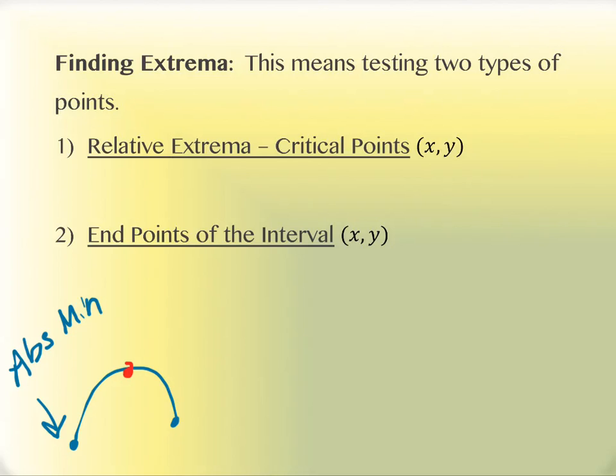So when we're looking at finding extrema, I should say even finding absolute extrema, sometimes you'll see it written that way, there are two types. You either have relative extreme values, which are the critical points, or you have the endpoints. What that means is you actually have to test all of that. So if you're told to find the absolute extrema, you can't only test relative extrema, and you can't only test the endpoints. You have to test them all.